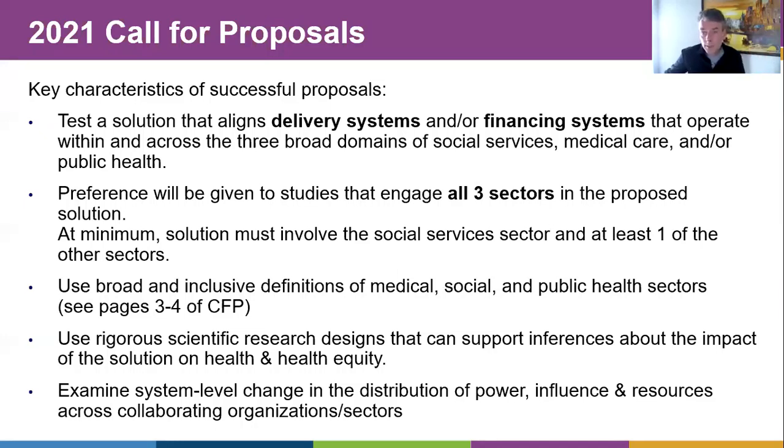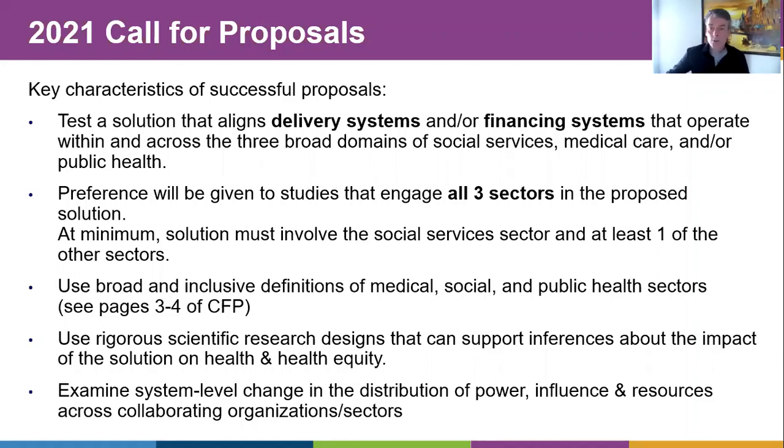Again, the 10-page CFP gives you the definitions that we use in S4A for those 3 sectors. What do we mean by medical care? What do we mean by the social services sector? What do we mean by the public health sector? Those are very important definitions to consider. And again, it's very important that proposals engage at least 2 of those 3 sectors, ideally all 3, in the proposed solution to the wrong pocket problem. Our definitions of those 3 sectors are listed out in the CFP on pages 3 and 4. Please definitely take a look at that. We do use a pretty broad and inclusive definition of what we mean by the medical care sector, the social services sector, and the public health sector, but definitely take a look at our definition there.